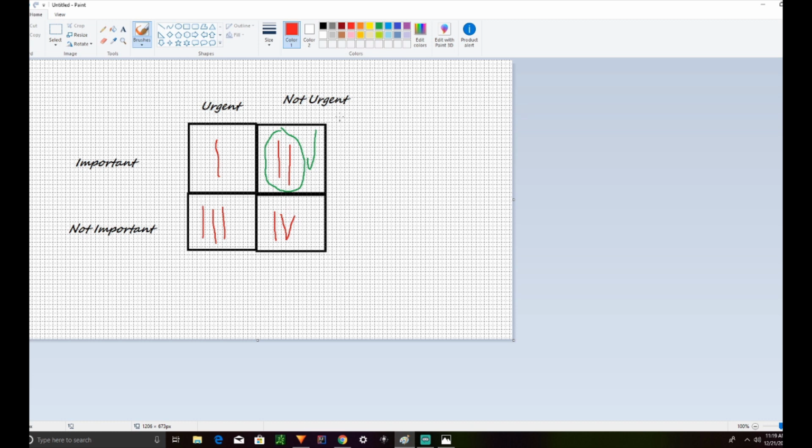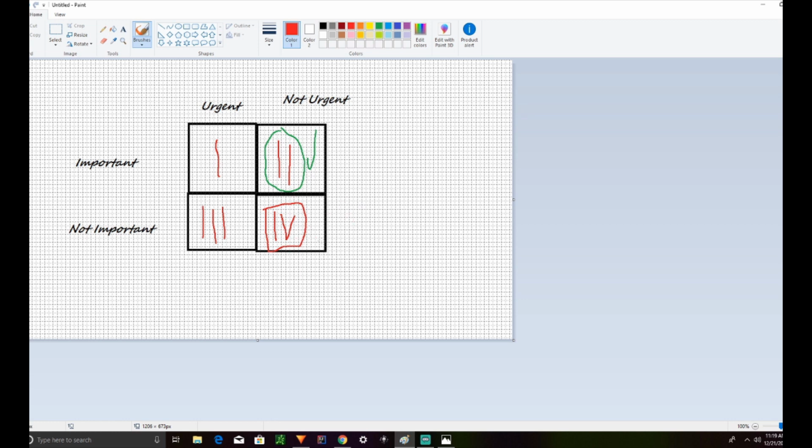Next, last but not least, we have quadrant 4, which is not urgent and not important. Quadrant 4 is the time waste quadrant. This is the quadrant where most people waste most of their time. I made a video about this called the time waste sins. All 6 of those sins fall within this quadrant.